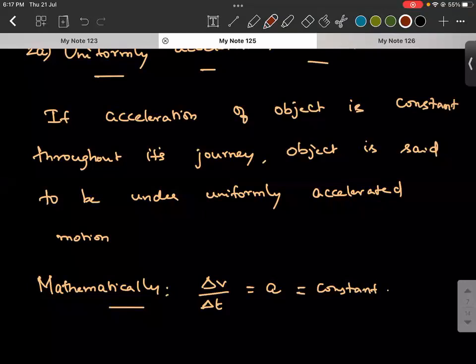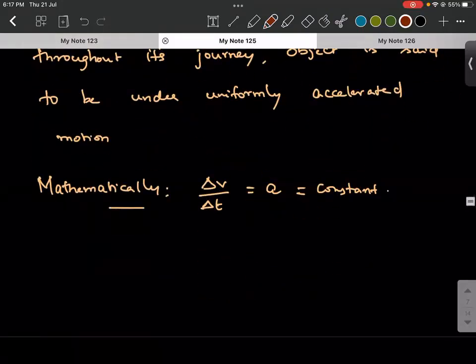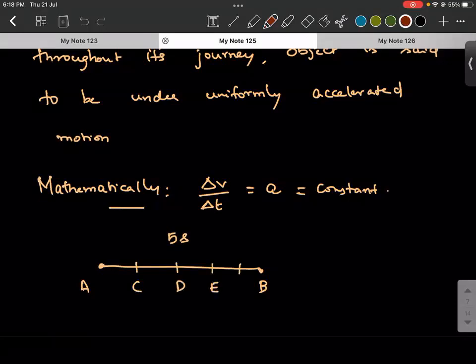To put it in simple terms, if the velocity of the object is changing equally in regular intervals of time, then you say that the object is under uniformly accelerated motion. Let me explain this clearly. Suppose I have an object traveling from A to B, and let's say it is traveling for 5 seconds. So I break the journey into parts, which I'll call C, D, E, F, where each part is calculated for 1 second each. The sum of all these 1 seconds put together is going to give me 5 seconds.